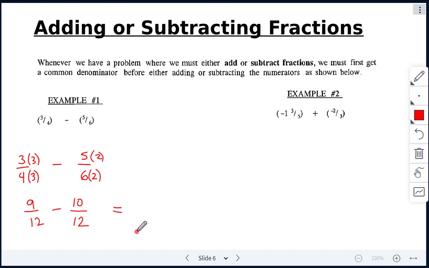9 minus 10. Remember, it's not 10 minus 9. It's 9 minus 10. All right. So therefore, it's not going to be 1 over 12. It will be negative 1 over 12.